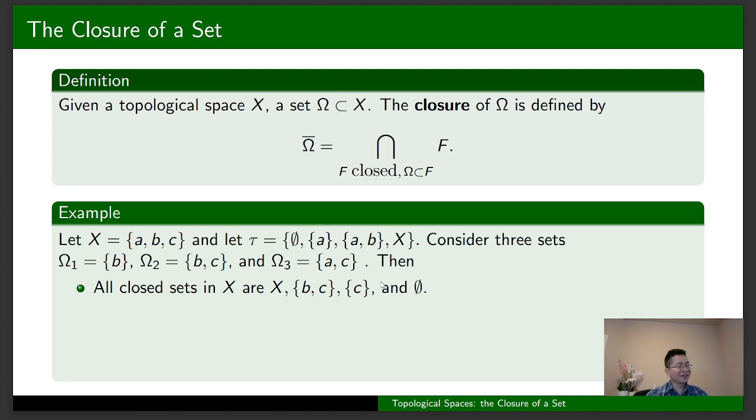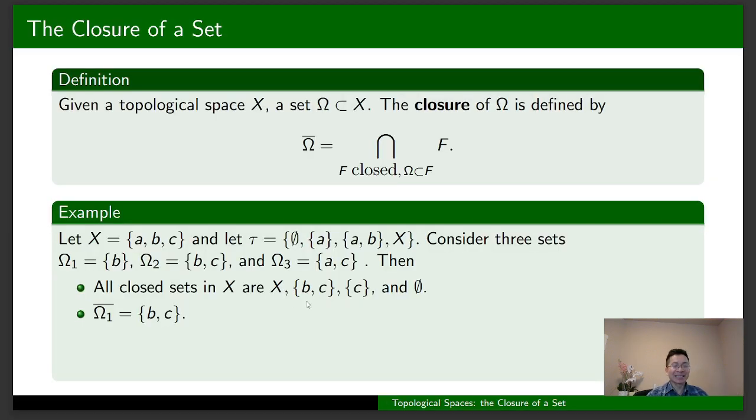Okay, let's work on finding the closure of the set omega 1. Okay, this is the set omega 1. So, we're gonna look for all closed sets that contain B, this single point set. Okay, so X is a closed set that contains omega 1. This set BC is also another closed set that contains omega 1, and that's all. Okay, therefore their intersection is this set. So the closure of omega 1 is this set.